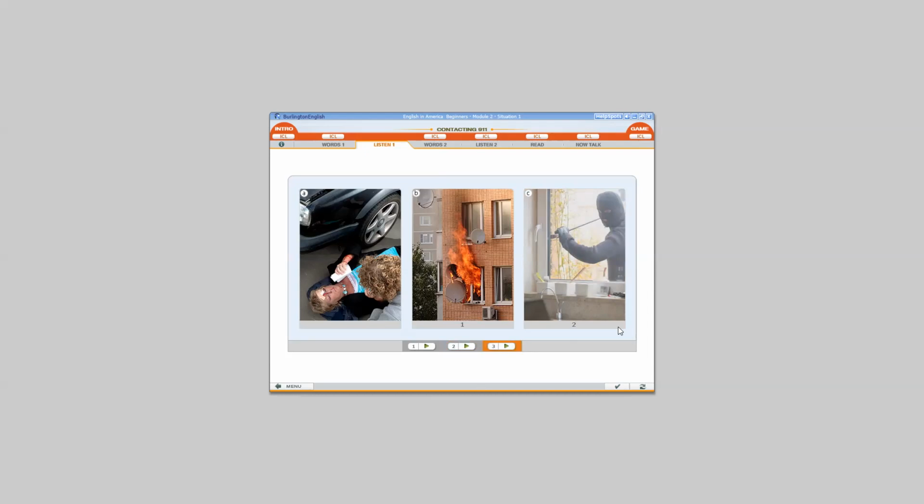Okay, so in the recording, she of course talks about somebody being injured. So we know that is picture A, or letter A, excuse me. So let's go ahead and check. Those are correct. Let's look at words 2.